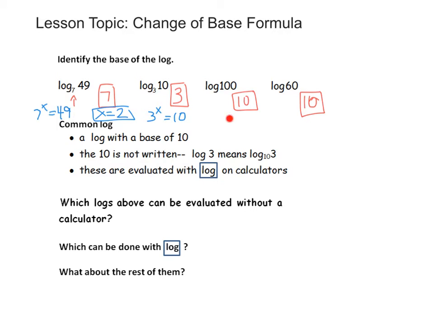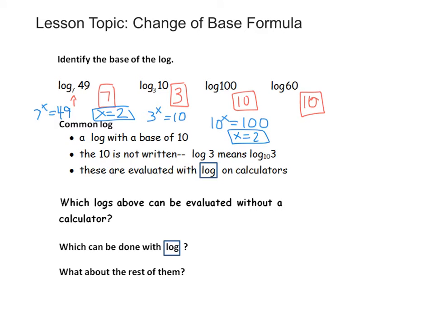This next one is in base 10, and we say 10 raised to the x power equals 100. Now this one we can do without a calculator again, because we know 10 to what power is 100? Well, 10 to the second power. 10 times 10 is 100. So this one is x equals 2 as well.